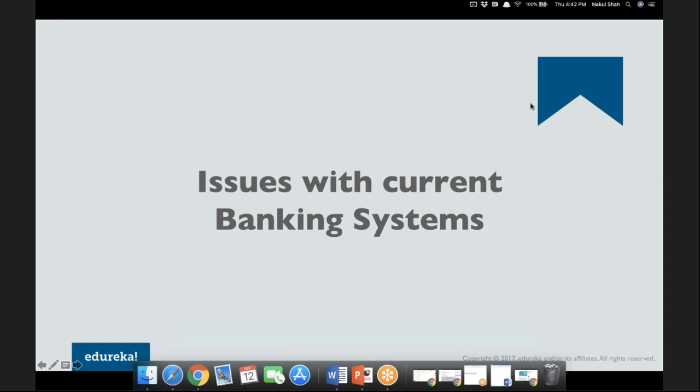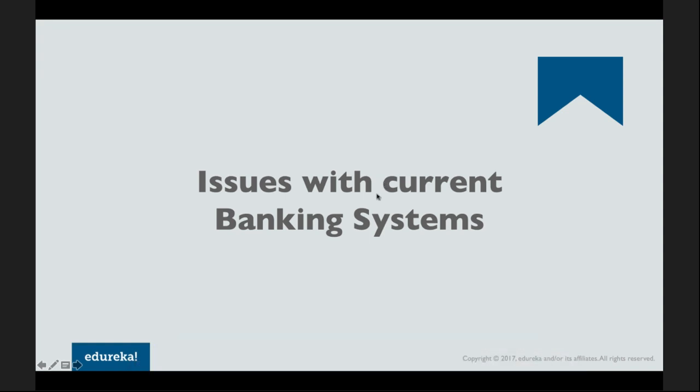All right, guys, so let's get started. Now, issues with the current banking system. So as I said, if blockchain is replacing some of the existing systems, if it's being used for some of the existing systems, then there have to be certain issues associated with that. And one of the systems that blockchain has been disrupting is the banking system. So what are some of the issues that the banking system faces?